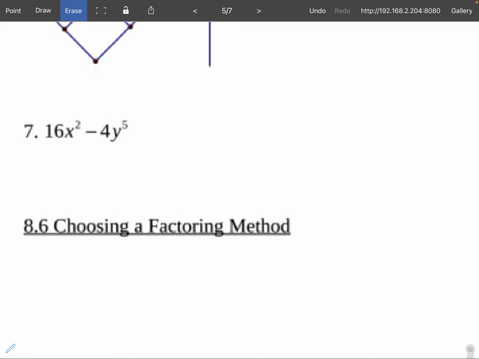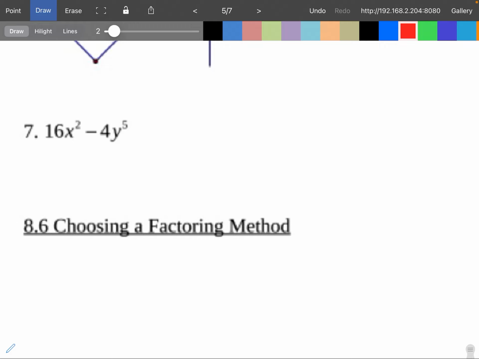So in this one right now, this method of trying to set this up as the difference of two squares is not going to work. But there is a greatest common factor. What's the largest number that divides evenly into 16 and 4? Yeah, it's 4. So you can factor a 4 out. Now, is there an x in both terms? No. Is there a y in both terms? No. So your greatest common factor here is just 4.